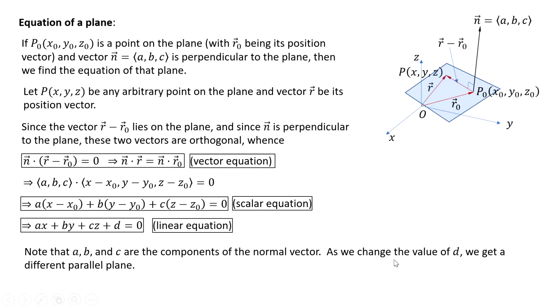As we change the value of d, we get a different parallel plane. When d is 0, ax plus by plus cz is equal to 0. This is one plane. However, if d is 1, we get another plane which is parallel to this original plane. If we were to call that the original plane, you add a d to that, that scoots the plane up if d is positive, and so on. So you keep getting different parallel planes by changing the value of d.